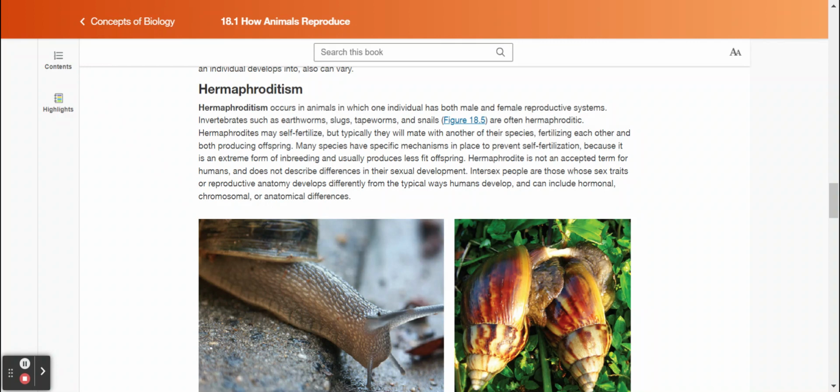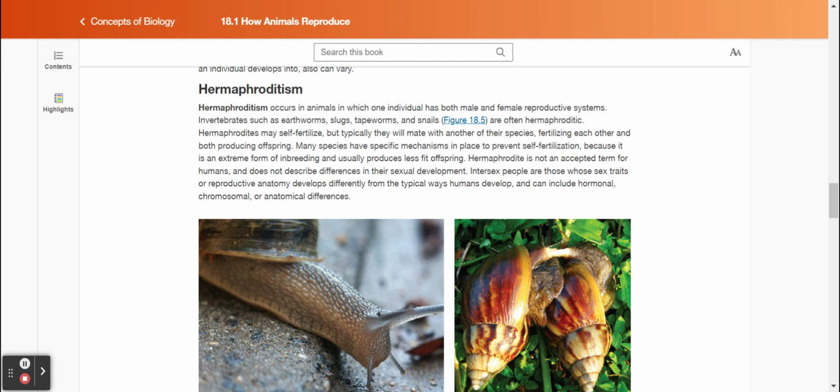Hermaphroditism. Hermaphroditism occurs in animals in which one individual has both male and female reproductive systems. Invertebrates such as earthworms, slugs, tapeworms, and snails are often hermaphroditic.